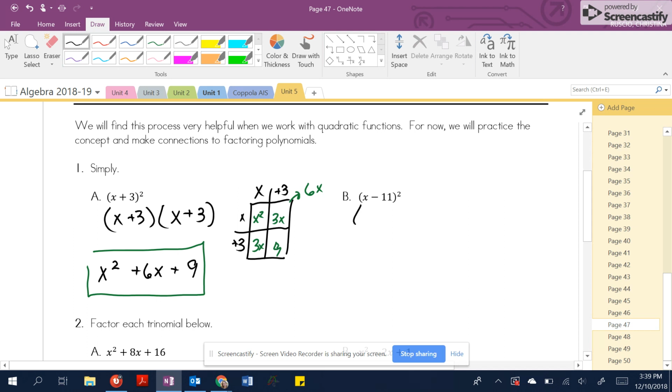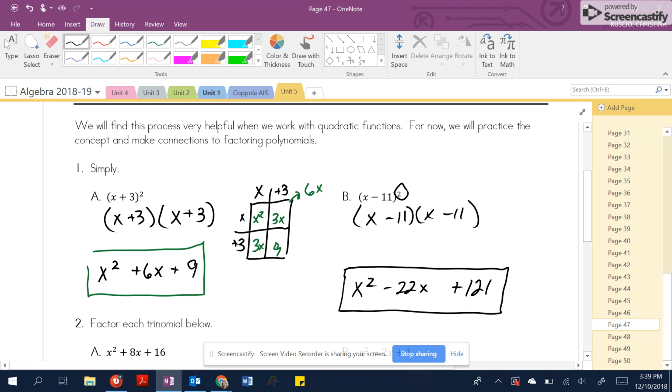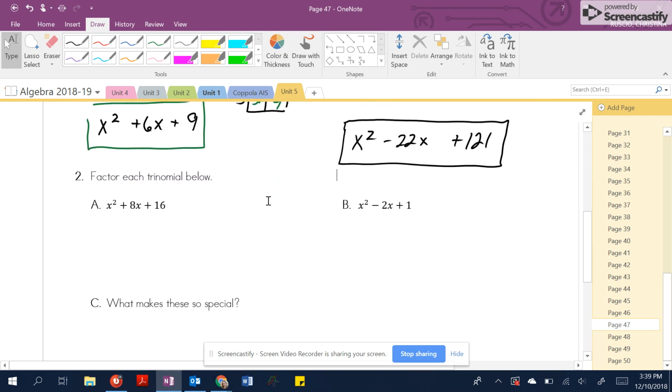Let's simplify this one here. In part B, x minus 11, because it's squared. Copy, paste. Cool. All right, and then x times x would be x squared. Negative 11 times negative 11 is positive 121. And what would I get in those two boxes? Negative 11x, negative 11x. So negative 22x. Check it out, I just did that in my head. Were you able to do it with me? If not, it's okay. Just use the box method. You guys are whizzes at the box method by now.